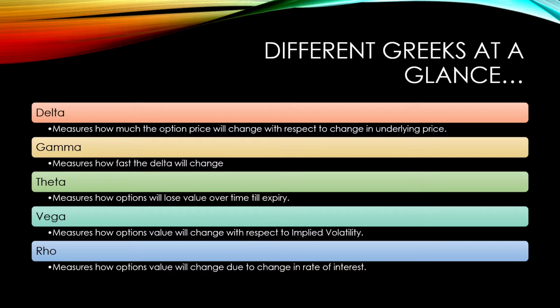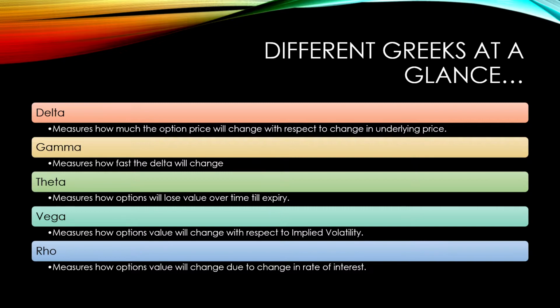So what is delta? Delta measures how much the option price will change with respect to change in the underlying price. This is the simple one. If you buy a call option, you are waiting for the stock or market to go up. So if the market does go up, how will the option price earn or lose? This is told by delta.